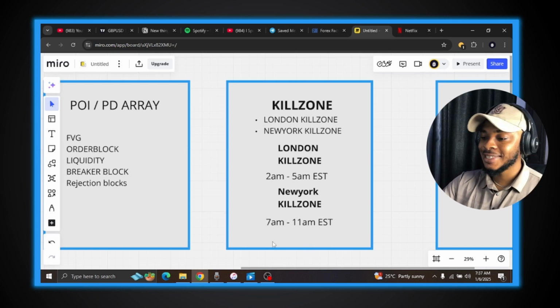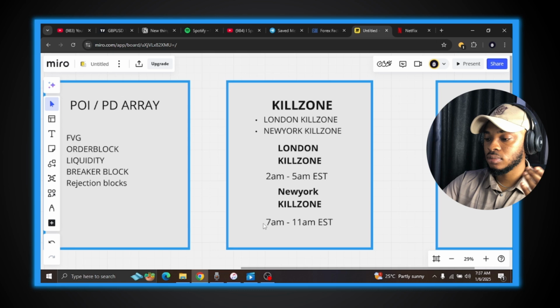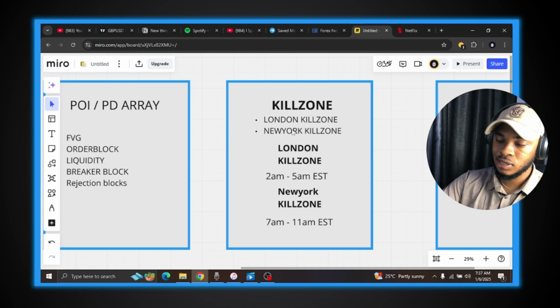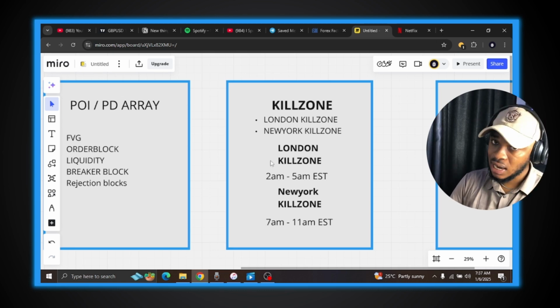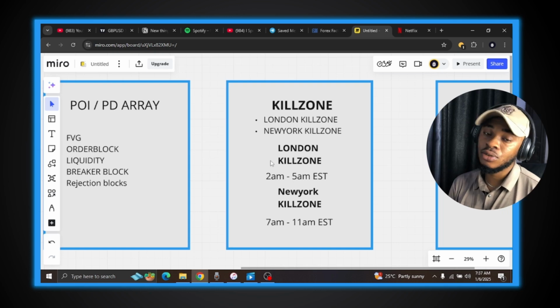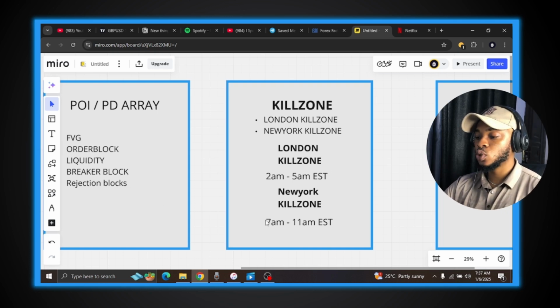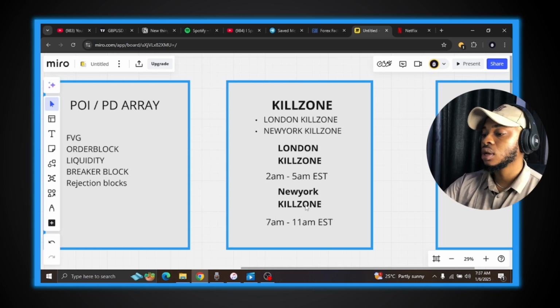So it means you have to be on chart as early as 6 a.m. Eastern time. Here you have to be on chart as early as 1 a.m. Eastern time so that you can plan ahead and analyze your chart and know what you're looking for, so that you don't come and start rushing. But this is your execution time. Between this time to this time, you can place a trade.